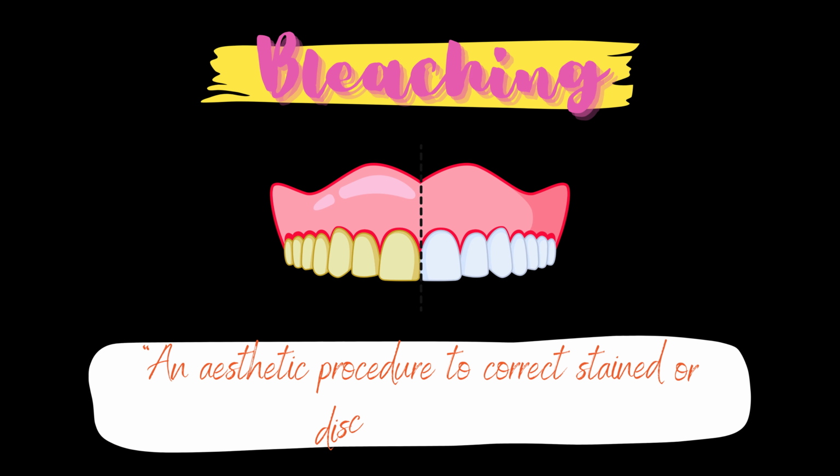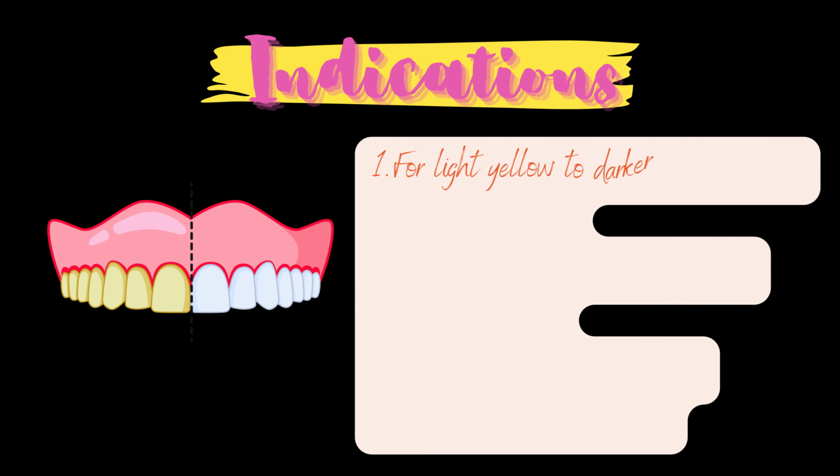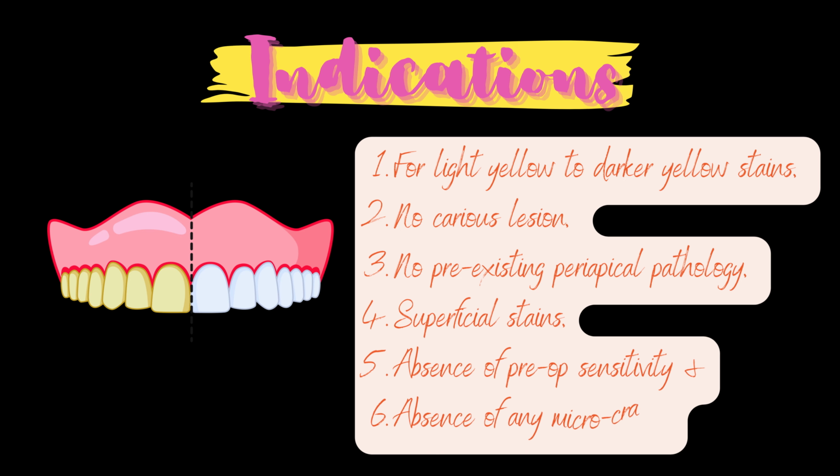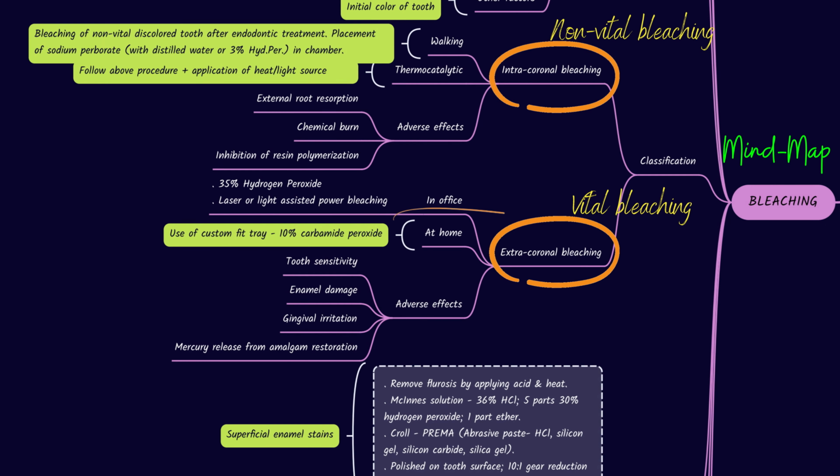In today's short lecture, I will be discussing bleaching. So when we talk about bleaching, firstly we need to understand that bleaching is a part of an aesthetic procedure and it is to correct the stained or discolored teeth. Now bleaching can be broadly classified as vital or non-vital bleaching.